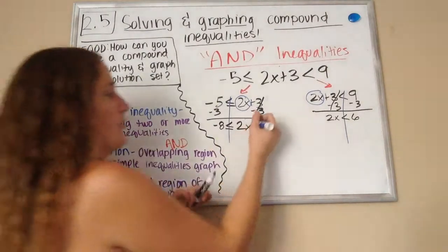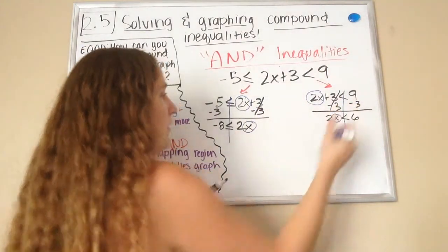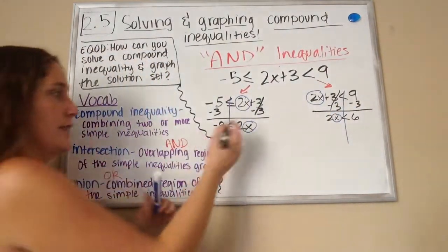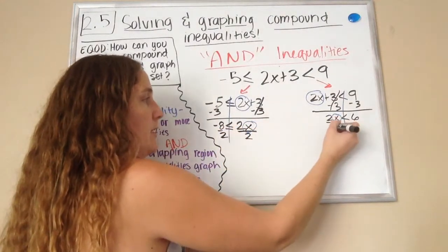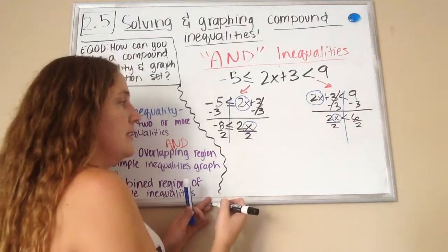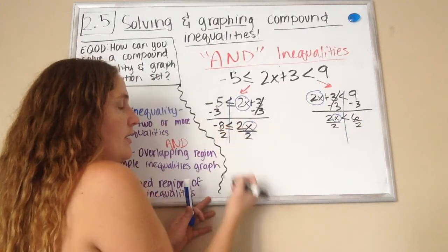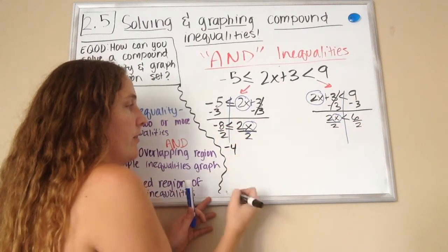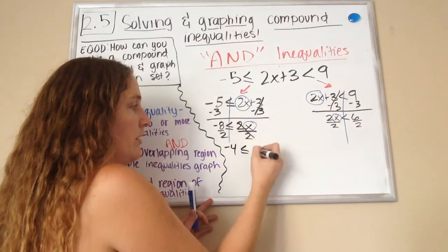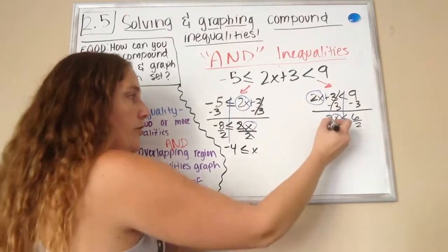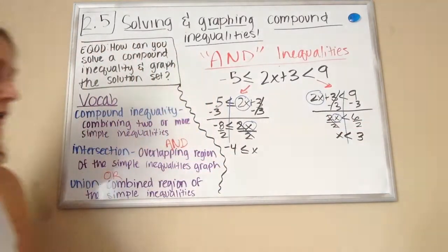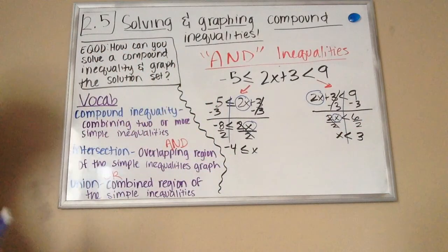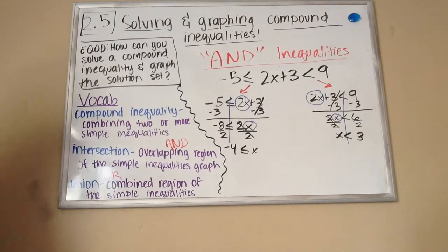Alright, and then if we think about trying to get x by itself, we notice this is multiplication, so we need to divide by 2 on both sides. We get negative 8 divided by 2, we get negative 4, less than or equal to x. Over here, x is less than 6 divided by 2, which is 3. And there's our two simple inequalities that we need to graph together.